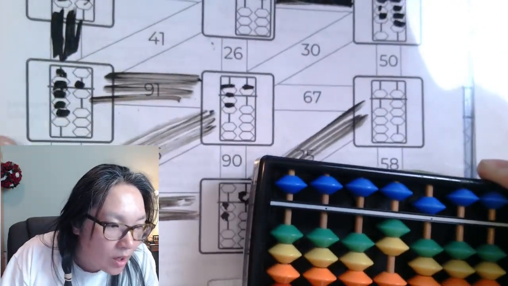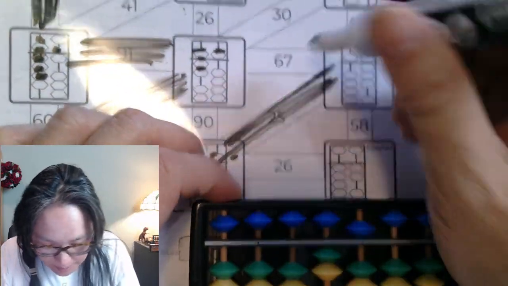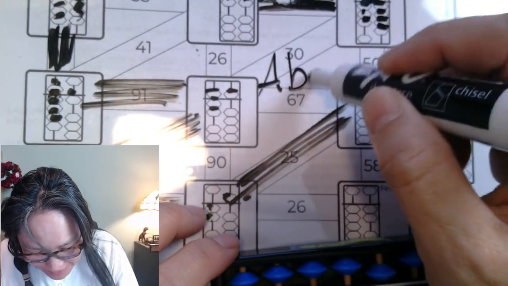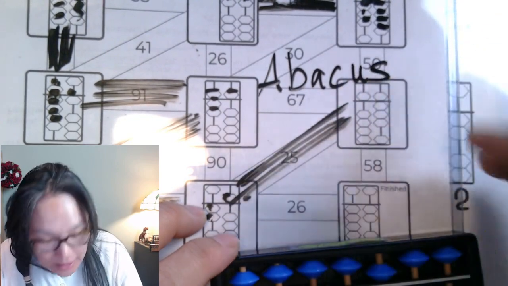What is this board called? Axel, this is called an abacus. Abacus, not Atticus, because we have a person in the chat called Atticus. It's called an abacus.